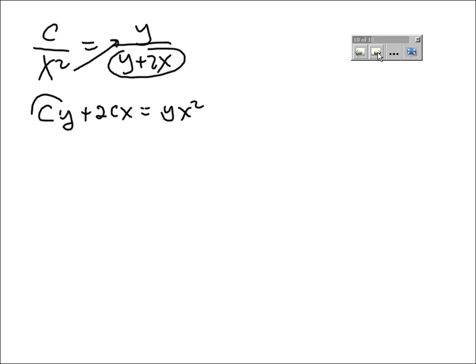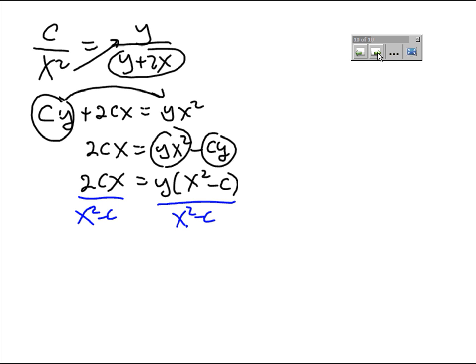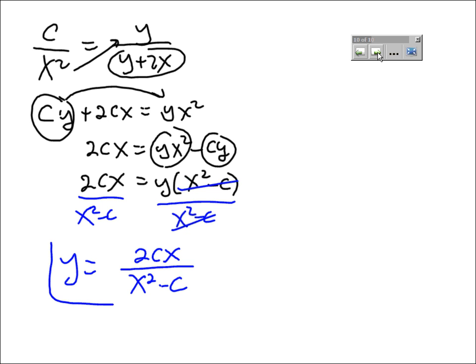I'll bring all the y's to the right side. So the plus 2cx stays, and when I bring this over, I have yx squared minus cy. Well, by design, they all have y's. So when I factor out the y, I get y times x squared minus c. This is 2cx. One last step and we are done. Divide by x squared minus c. We get that y is equal to 2cx over x squared minus c.